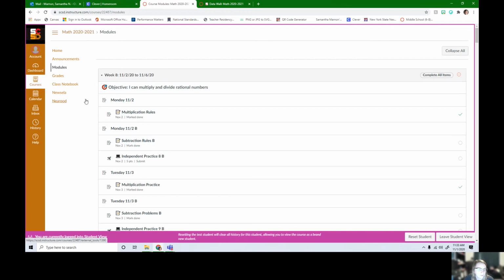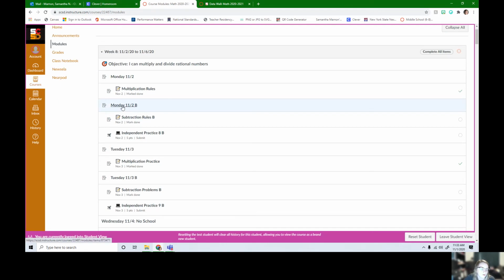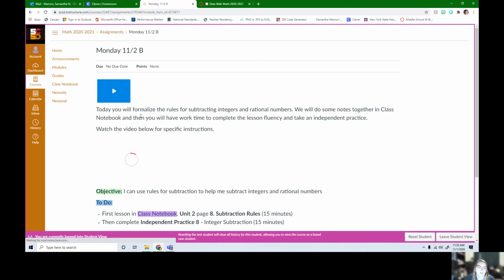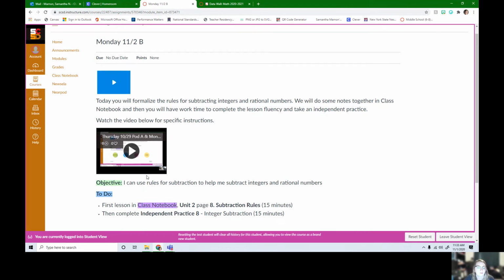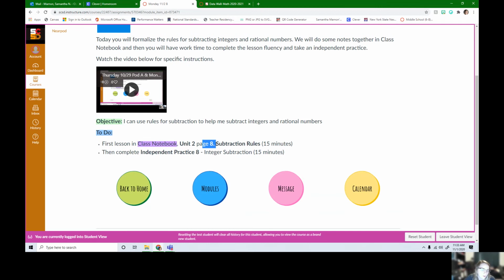So for Pod B, we're actually going to start by finishing up what we learned about subtraction. So this is what they are doing at home on Monday. So there's no Teams meeting for Pod B today. There's this overview if they need help to see all the directions and me go over it, kind of like how I'm going over it now. They're going to be working in class notebook, and then there's an independent practice.